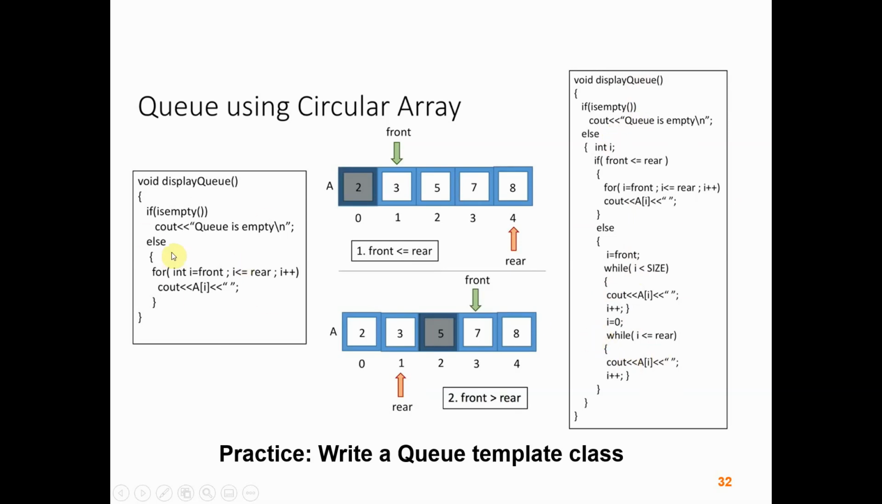In the linear implementation, it was pretty straightforward. Front was always before the rear, so you just had to write a loop from the front to the rear and print all the elements. But in the circular implementation, you have to consider both cases. So try to implement the display queue yourself, and then again, as a practice question, try to encapsulate everything that we covered into a template class.